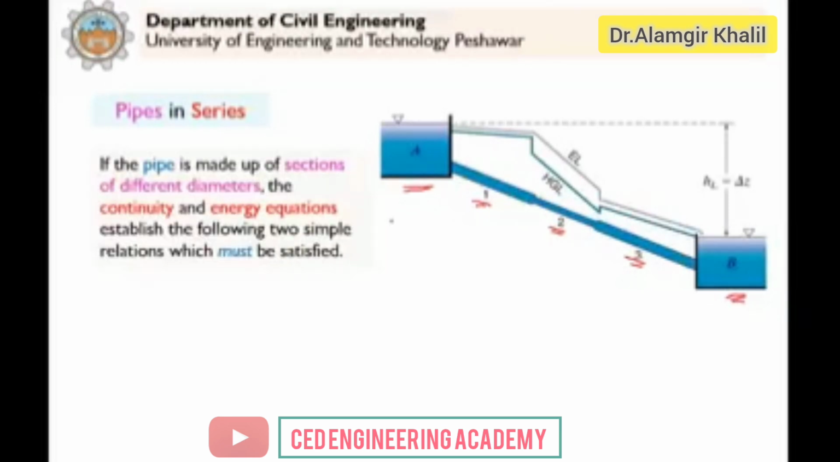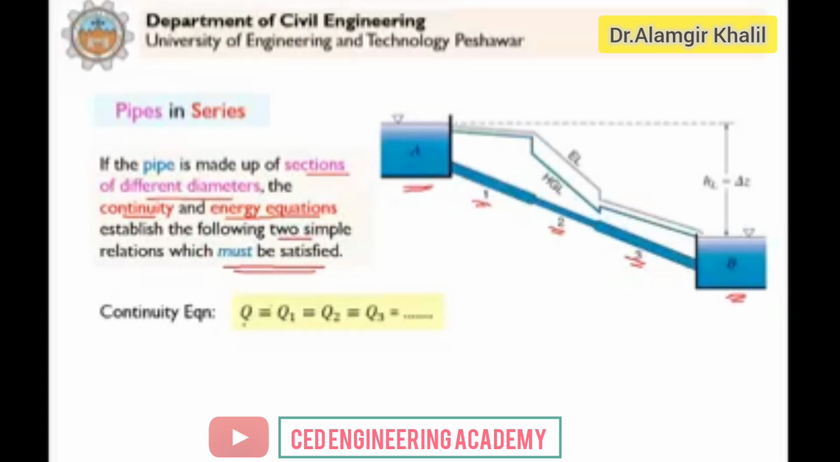Now if the pipe is made up of sections of different diameters, as you can see here, the three pipes are of different diameters. The continuity and the energy equations establish the following two simple relations which must be satisfied when pipes of different diameters are connected in series. The first one is the continuity equation. It means that Q is equal to Q1 equal to Q2 equal to Q3 and so on.